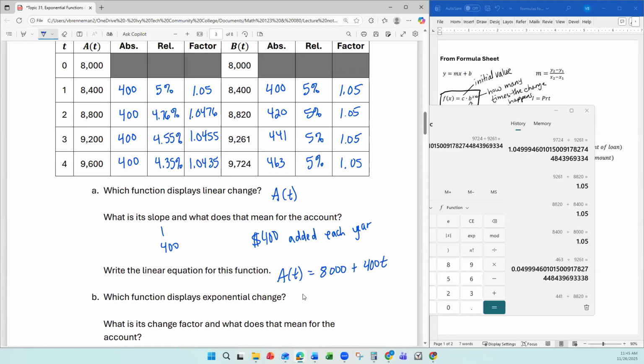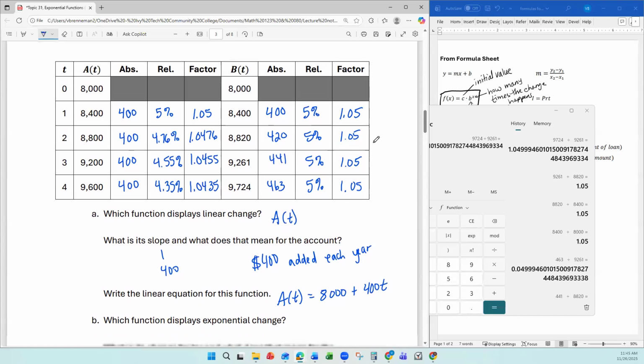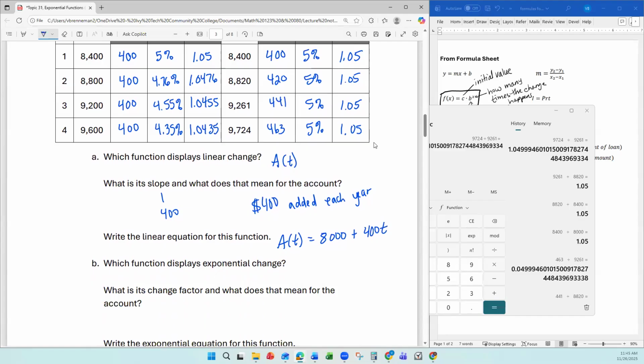The exponential change is where we have the same change factor. So that would be B has the same factor. The change factor is the 1.05. So each year, the previous balance is multiplied by 1.05 each year.